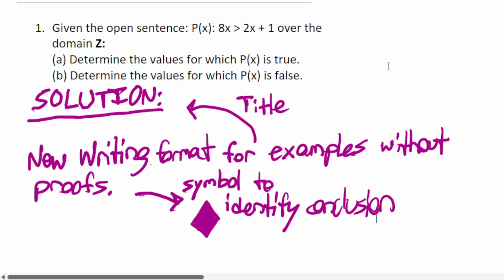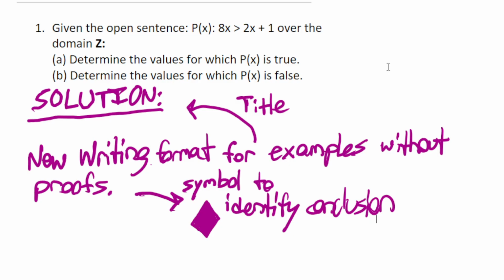So before we begin these problems, I want to explain a new writing format that will be used for examples that are without proofs, and I wish I would have started using this format in the previous section, as this is a format that you would normally see inside textbooks and that a lot of mathematicians use to write out their solutions to examples or to problems.